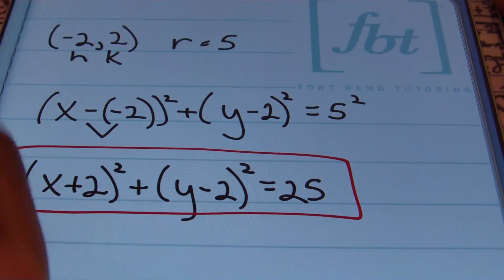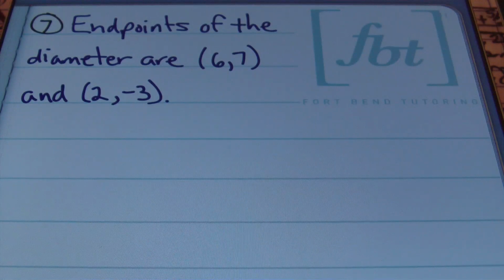Done and done. All right, in problem number 7, we're looking for the same thing. We're looking for the equation of a circle written in center-radius form given the endpoints of a diameter. And in this problem, our points are going to be (6, 7) and (2, -3). So we'll begin by using the midpoint formula in order to find the center.